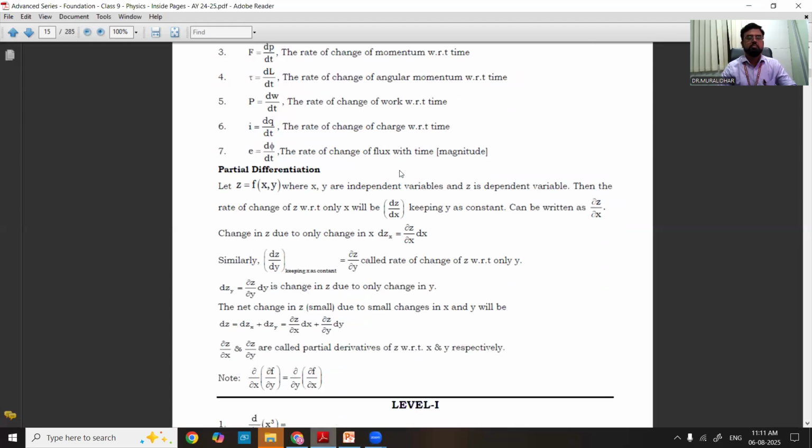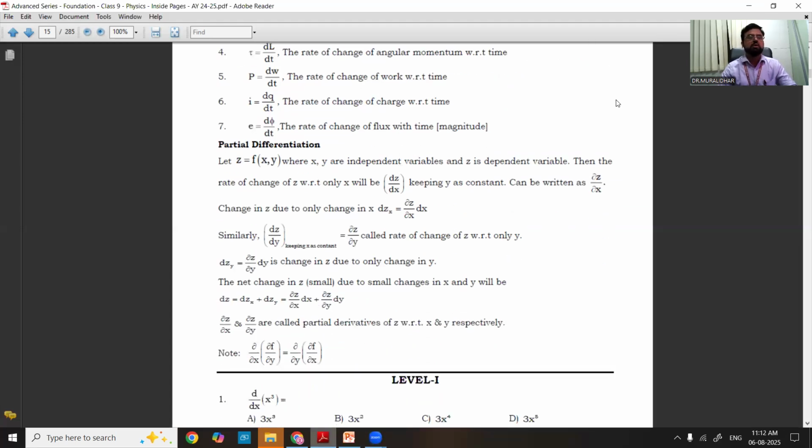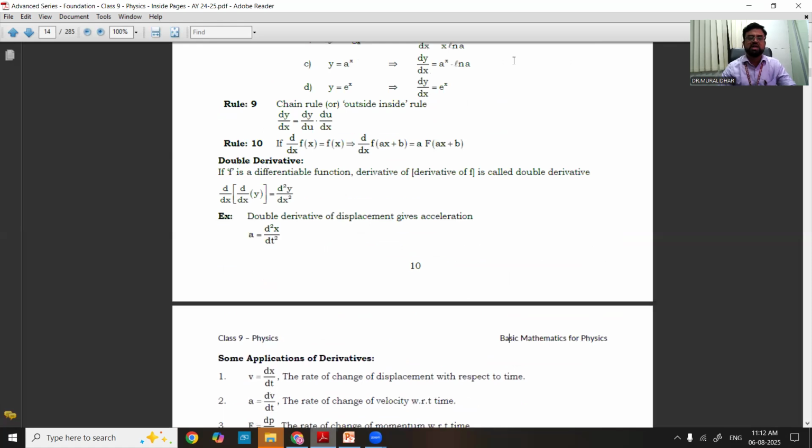Then partial differentiation is also possible. We can differentiate partially also. Partial differentiation is something you will come across generally as IIT students. It is not so important for you. So, based on this particular differentiation, the basic steps are given.